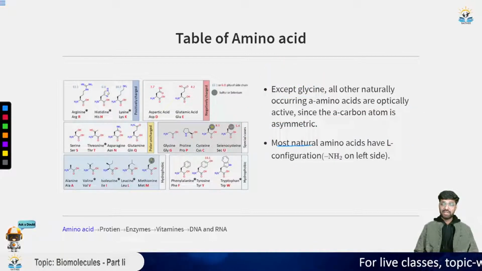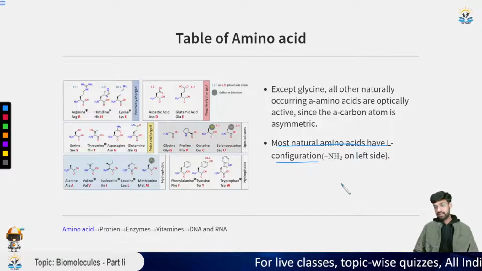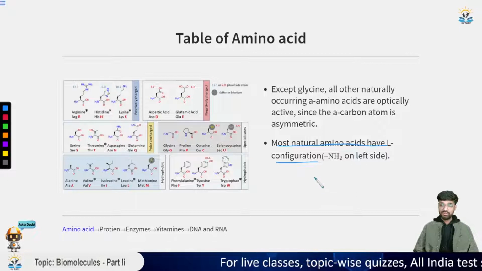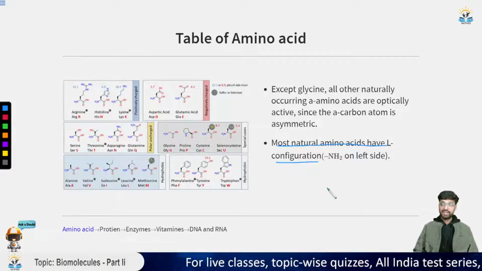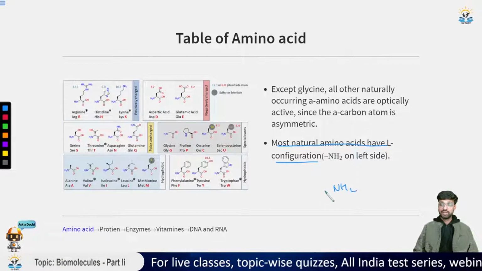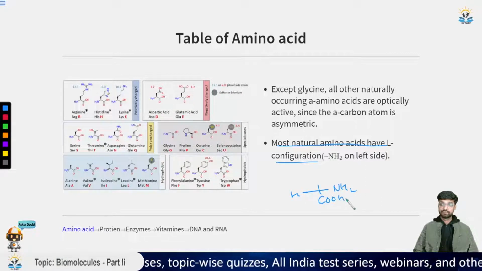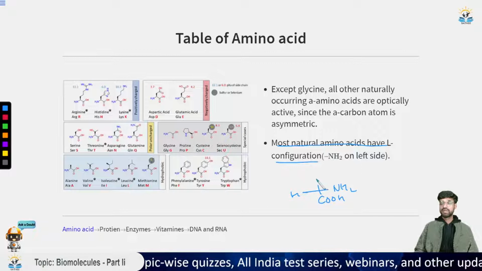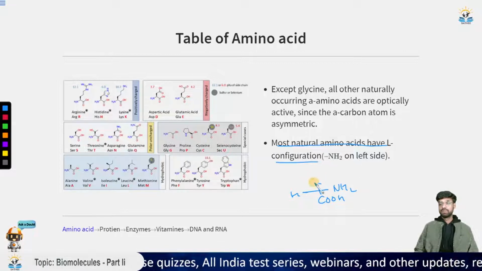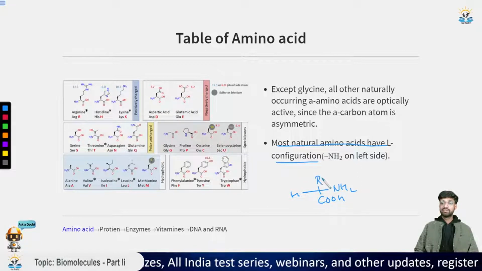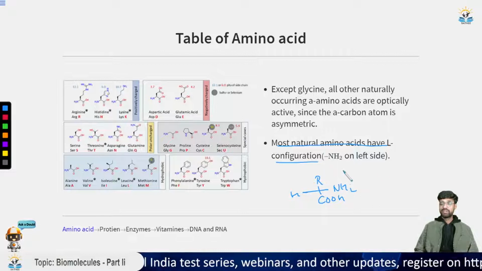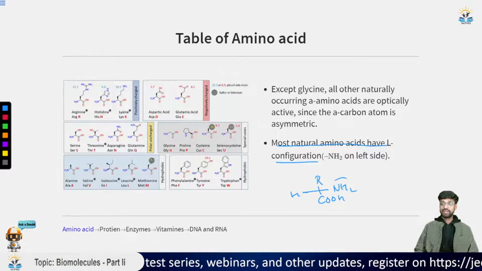Next, most natural amino acids have L configuration. What this means is that NH2 is on the left side. So if you draw the Fischer projection of any of these, then NH2 will be present on this side, like this, and it will look like this with the R group. That means mostly all natural amino acids have L configuration.